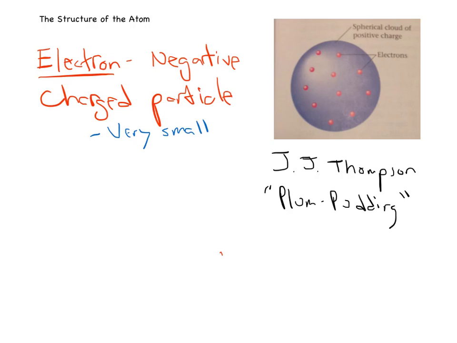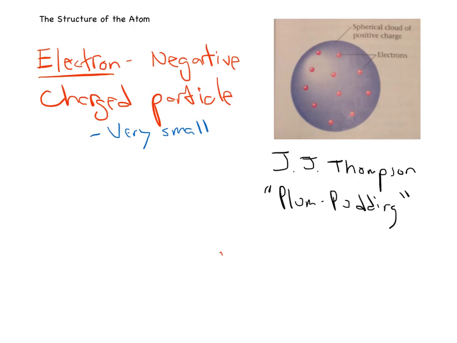So this was the plum pudding model, and what it said was that here were these electrons that he discovered, and he knew the atom was neutral. He knew the atom was neutral, so he knew there had to be positive charge. So he said that the atom is kind of the ice cream. The positive charge is the ice cream, and the cookie dough chunks, or the plums, or the electrons, were just kind of randomly stuck in the positive charge.